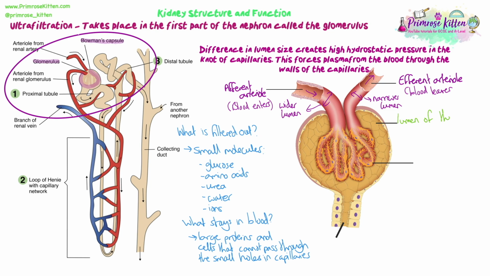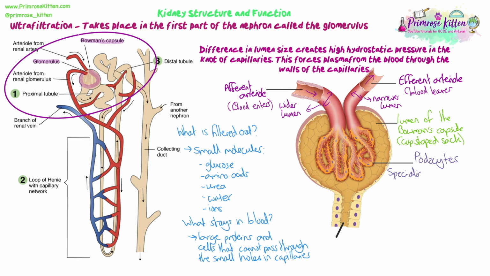So the fluid that's forced out is forced out into the lumen of the Bowman's capsule. The Bowman's capsule is the whole structure that sits around the glomerulus, and it's a cup-shaped sac that then joins up to the rest of the nephron tubes. So if the filtrate is forced out of the capillaries, it gathers in this sac, and then it's going to run down and filter into the next part of the nephron, which is the proximal convoluted tubule.